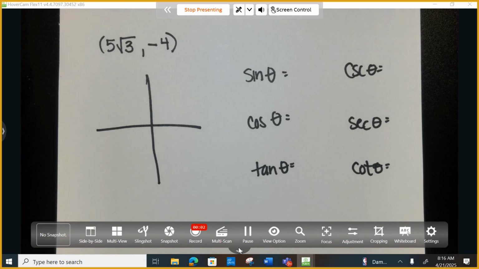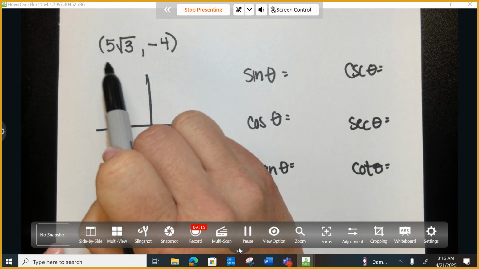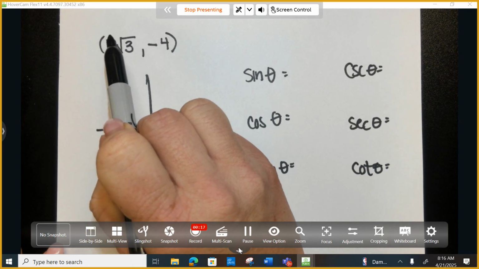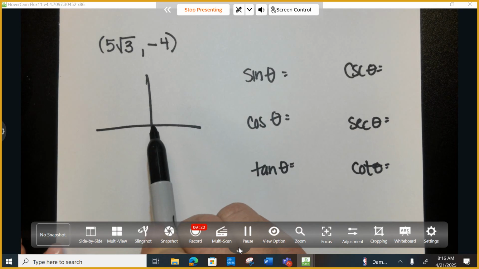So I provided us with an ordered pair, and we're going to take this given point, and first we are going to graph it. So the given point is on a terminal side of an angle in standard position. Let's go ahead and do that. So we're going to go to the right a distance of 5 square roots of 3, and then we're going to drop down -4.